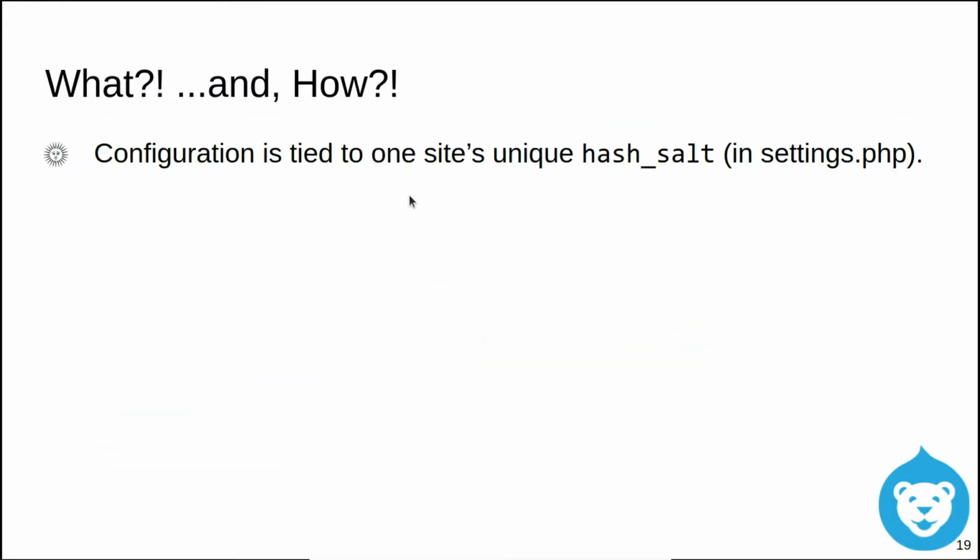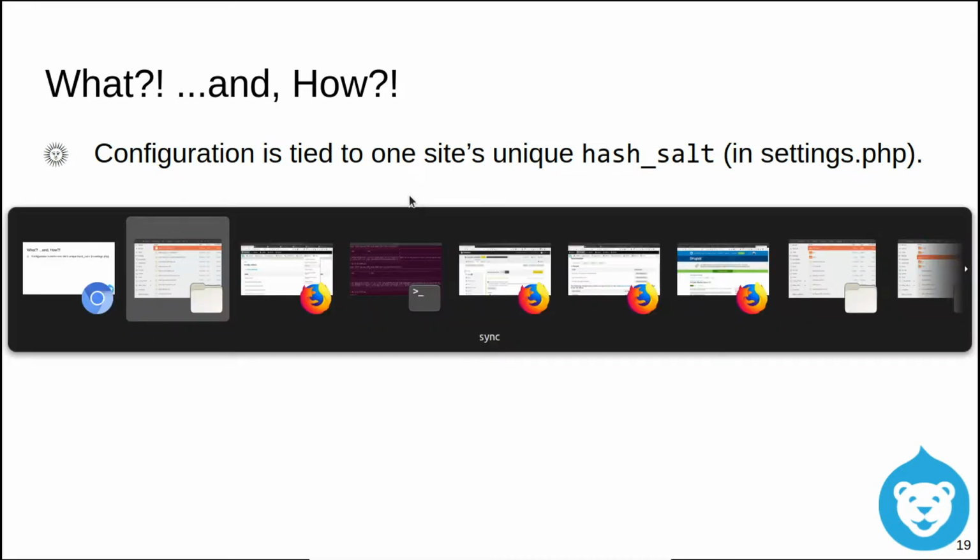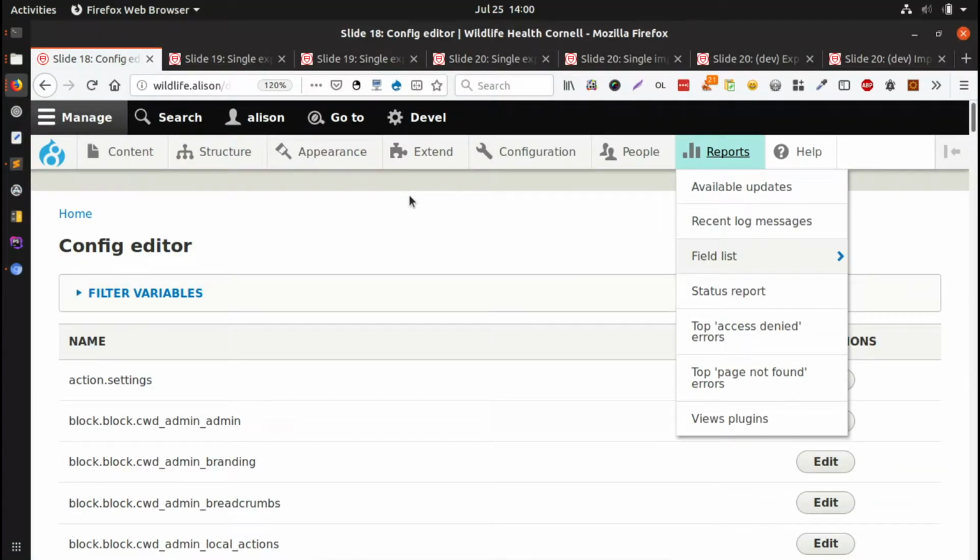One other comment, as we're getting started on what things are. Configuration is tied to one site's unique hash salt. That's in your settings.php file or some variation of that. And the reason that matters is that you can't just export and import configuration from one site to another.